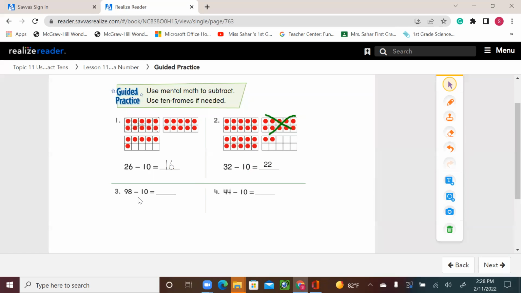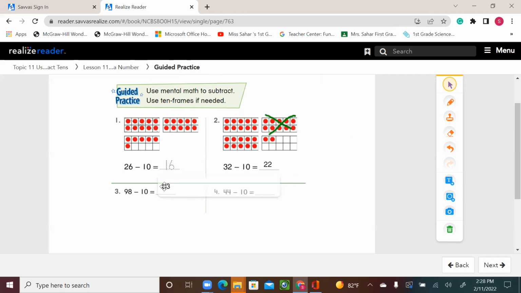Okay, now let's do this using mental math. 98 minus 10. I know that in 98, my tens, the 9, take away 1. So 9 take away 1, that's 8. And the 8 remains the same. So 98 take away 10, 88.